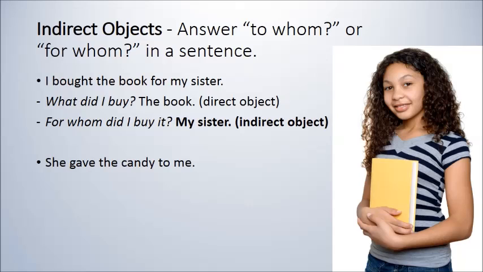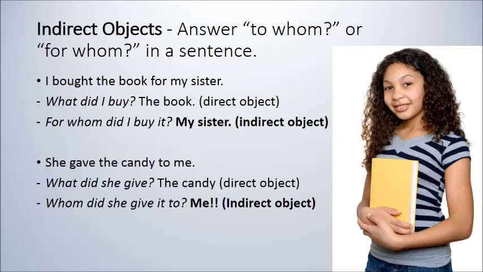Now let's look at this sentence. She gave the candy to me. So the first question we need to ask is, what did she give? The candy. So the candy is the direct object. And then we need to answer the question, whom did she give the candy to? And the answer is me. That makes me the indirect object. So the thing that's given is the direct object, and the person receiving it is the indirect object.